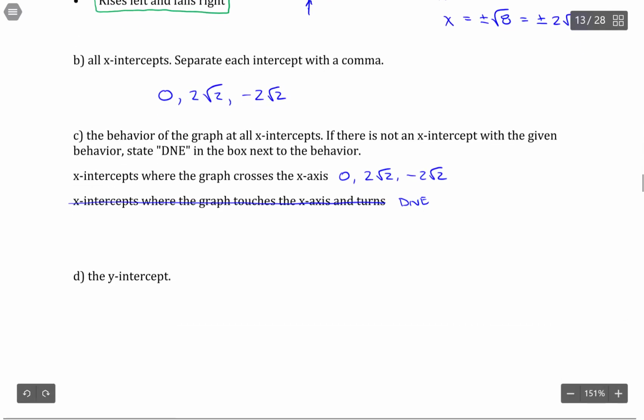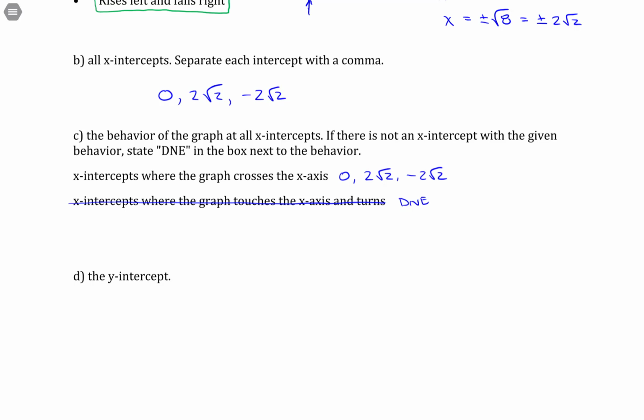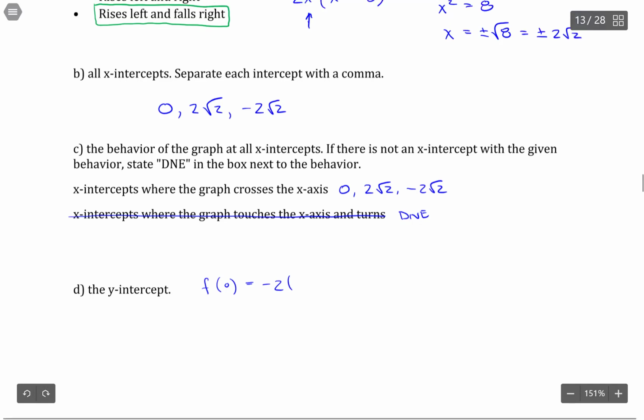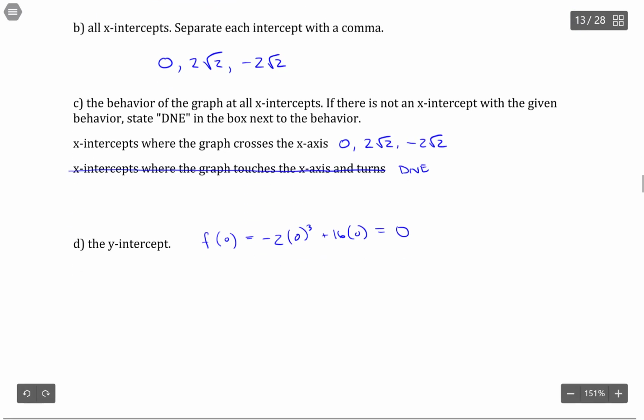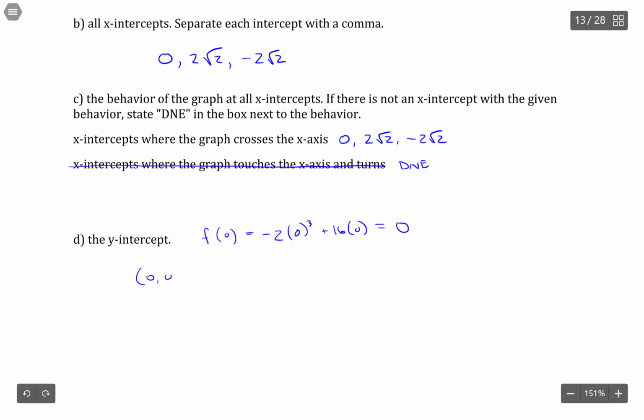Now, the last thing that we're interested in is the y-intercept. The y-intercept for any graph is located at f evaluated at 0. So in this particular case, if I plug in 0, I would have negative 2 times, since it's x cubed, it would become 0 cubed, plus 16 times 0. What happens is this results in just 0. And all that means is I have a y-intercept of (0, 0), which is the origin, and the graph is just passing through the origin.